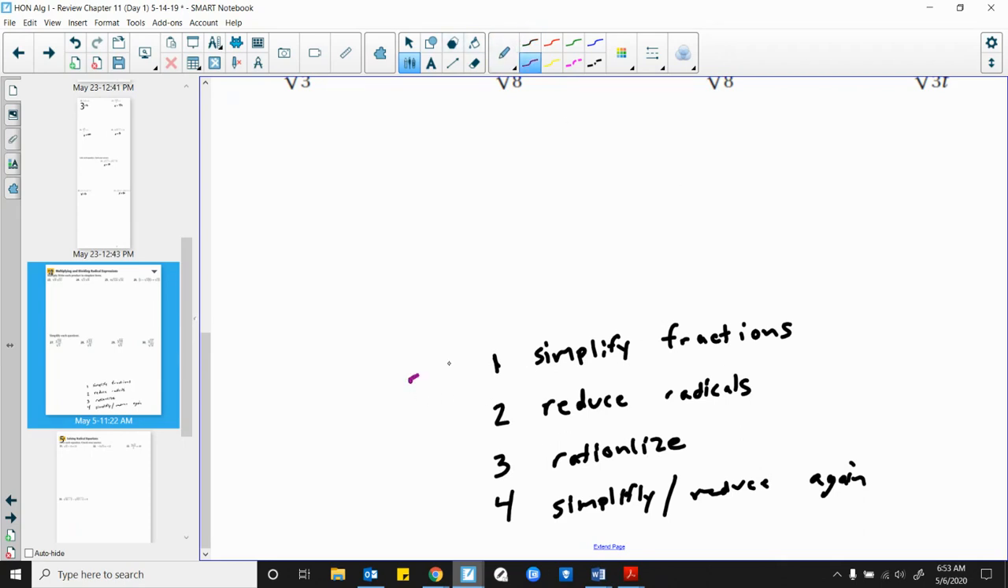here of 1 and then 2 and then rationalize. If you get super excited and try to rationalize before you simplify and reduce, it causes a lot of problems. Remember, rule 4 is only there if you screw up and rationalize first. Okay, so it's very important that we follow these steps.